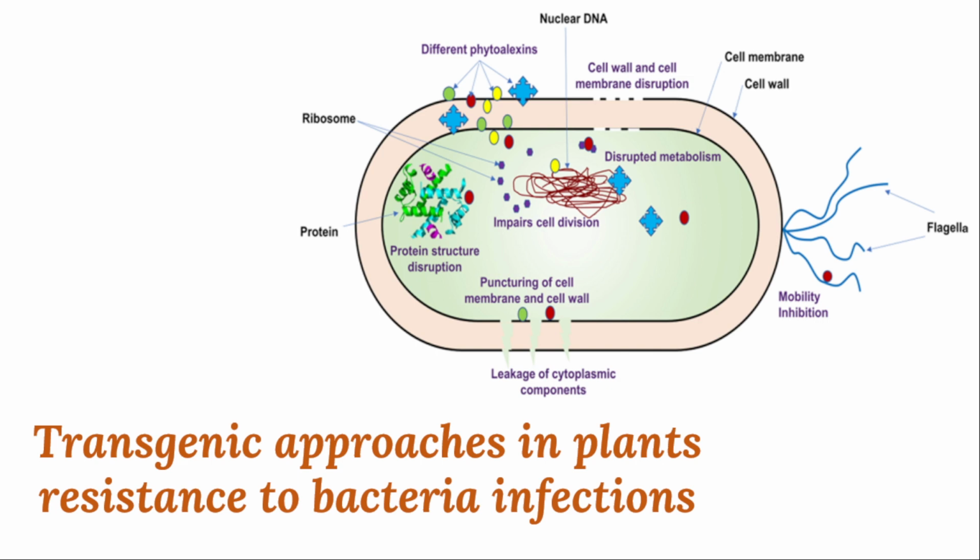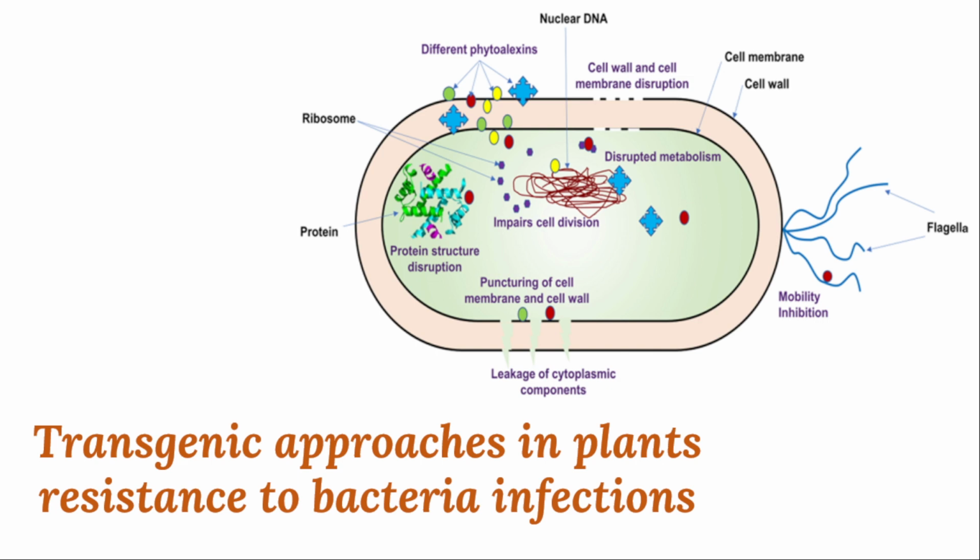In this session, we're going to discuss transgenic approaches in plants resistant to bacterial infections. Generally, plants are affected by bacteria as pathogens, which cause many diseases, such as bacterial blight disease and root rot disease. Bacteria successfully infect the plants, but plants also produce defense mechanisms against them. Some bacteria, however, escape from the defense mechanism and cause infections.